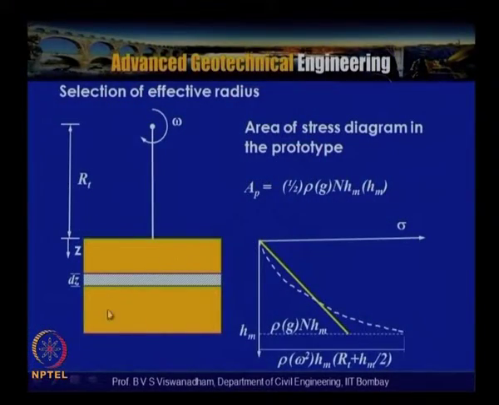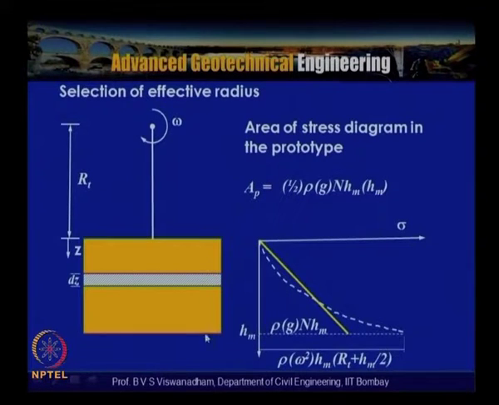So, the selection of the effective radius for a beam centrifuge. Consider a model rotating about a vertical axis, as shown here, and the model is constructed with a material having mass density rho. This is the center of the shaft. The model is rotating about a vertical axis, and capital V is the velocity in this direction. This is a small element dz selected at a depth z from the top surface, and RT is the radius from the center of the shaft to the top surface of the model.